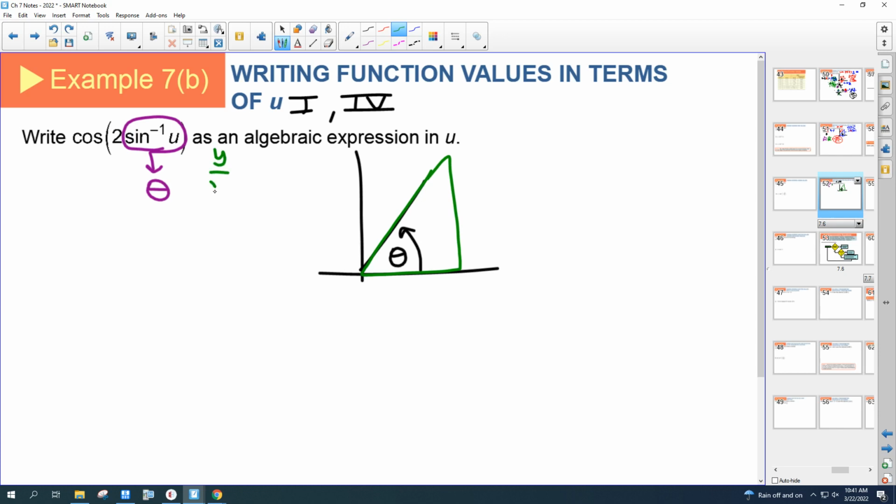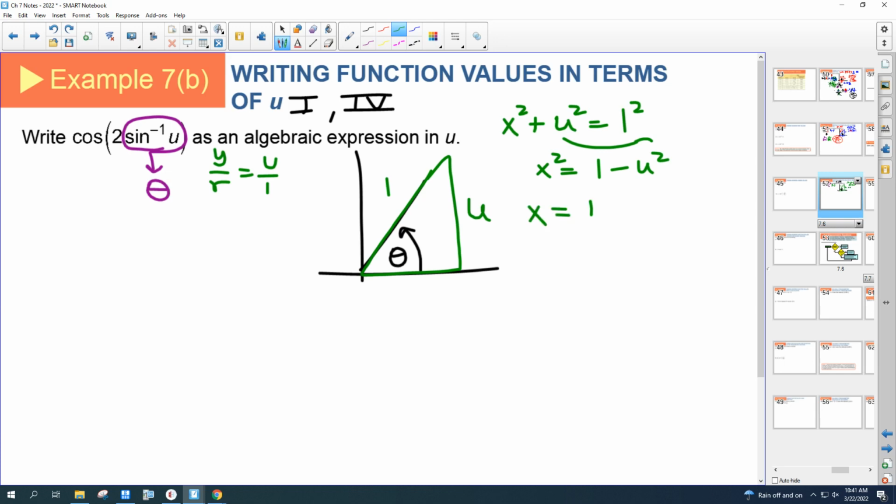Since we've got the sine ratio, we've got y over r. So y and r, u and 1. We need to find that missing side. We can do Pythagorean again. x squared plus u squared equals 1 squared. Subtract this over, x squared equals 1 minus u squared. Notice I went ahead and did the square. 1 squared is 1. Square root both sides. You're going to have plus or minus square root 1 minus u squared.